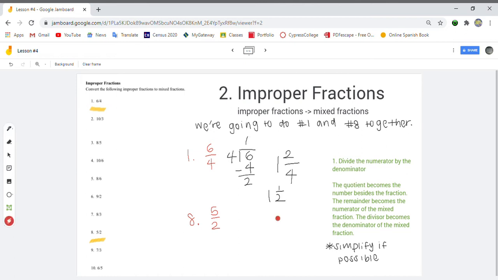So that'll be your mixed fraction for 6 over 4, and that'll be your answer to number 1 as well. And now let's look at number 8. Over here, 5 over 2, we will divide the numerator by the denominator. So divide 5 by 2.